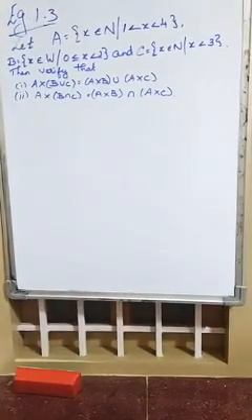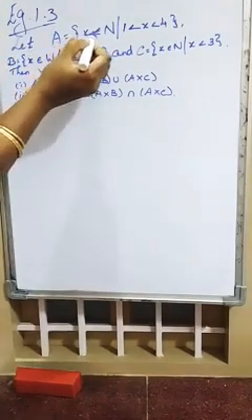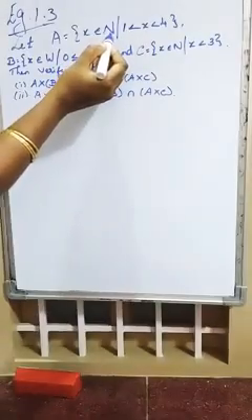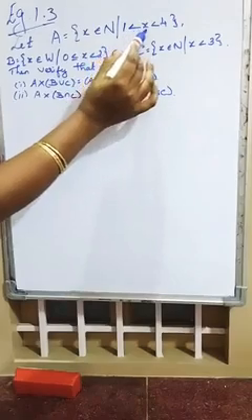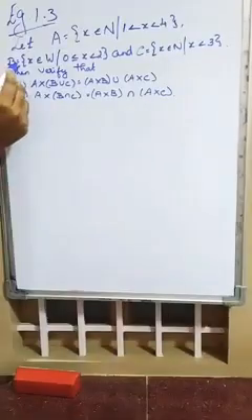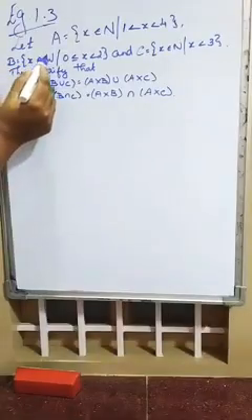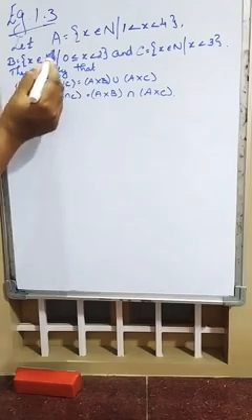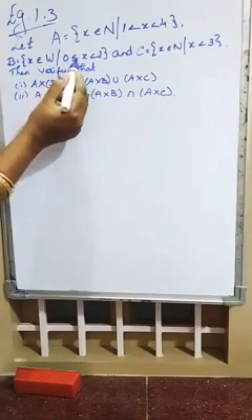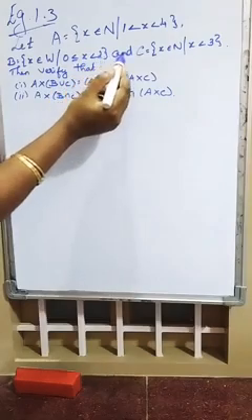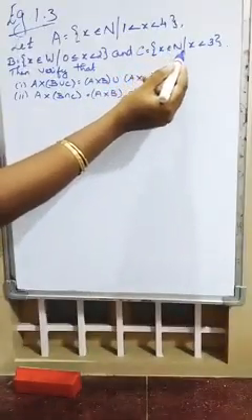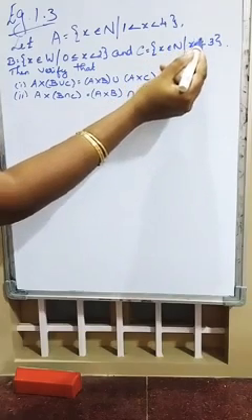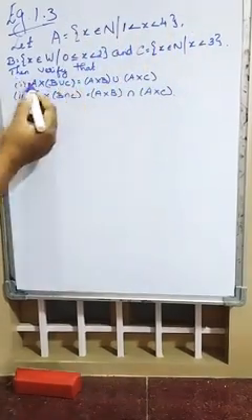Let capital A is equal to {x belongs to capital N such that 1 less than x less than 4}. N means natural numbers. Capital B is equal to {x belongs to capital W, that is whole numbers, such that 0 less than or equal to x less than 2}. And capital C is equal to {x belongs to N such that x less than 3}. You have to verify these two conditions.